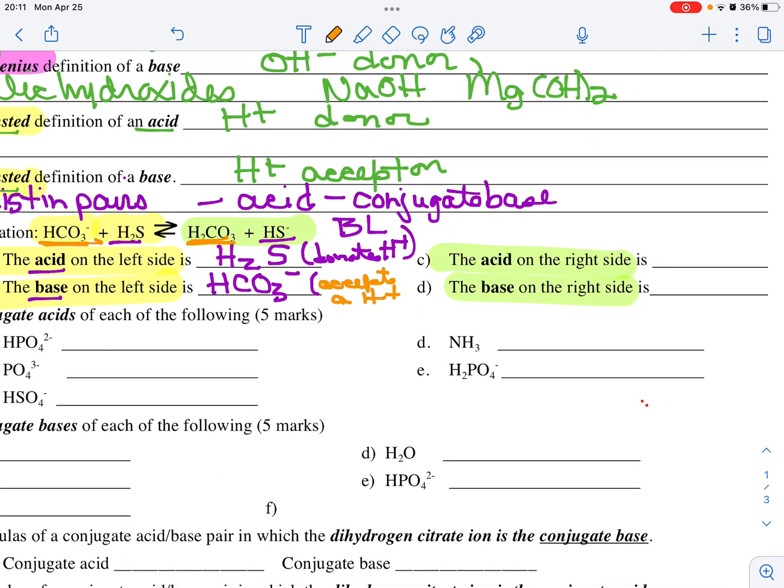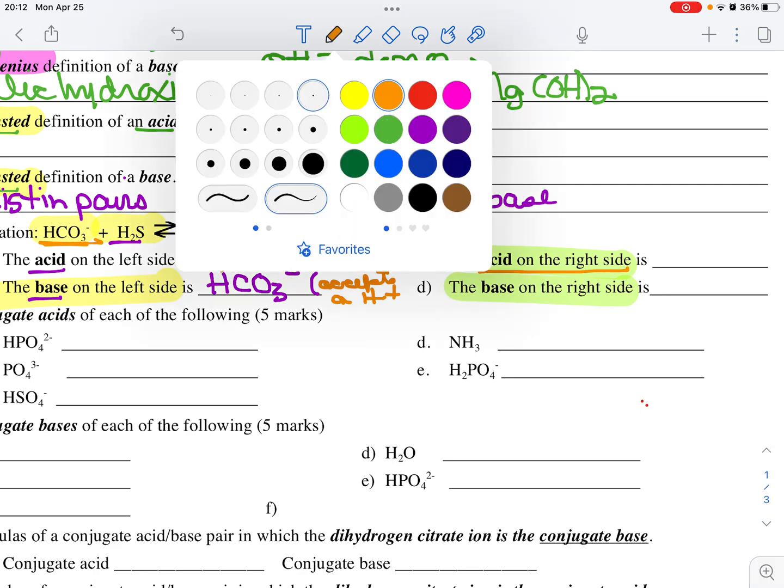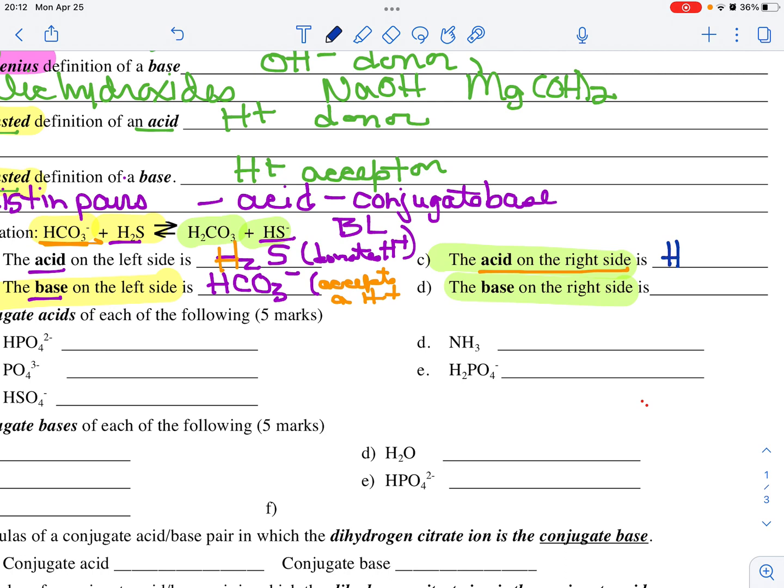I'm going to slide over a bit. Now we're going to look at the right side, at these two species. The acid of those two, remember, is the donor, and that will be H2CO3, which is carbonic acid, which leaves as my base HS minus.